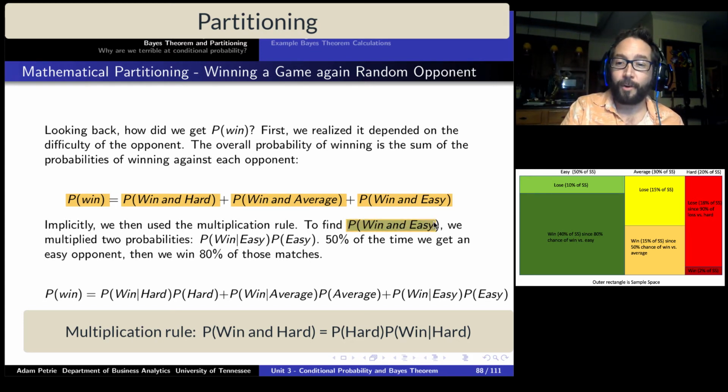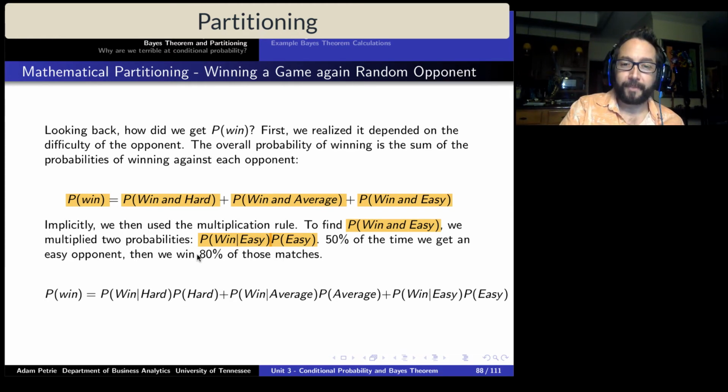If we wanted to know what's the probability that we win against our next opponent and he's easy, well, that was the probability, the fraction of the sample space devoted to the easy opponent, that 50%, times the probability we would win against that easy opponent, that 80%. So 0.5 times 0.8 worked out to be what we had before. So really, mathematically, all we were doing is splitting up these joint probabilities, win and hard, win and average, win and easy, using the multiplication rule.